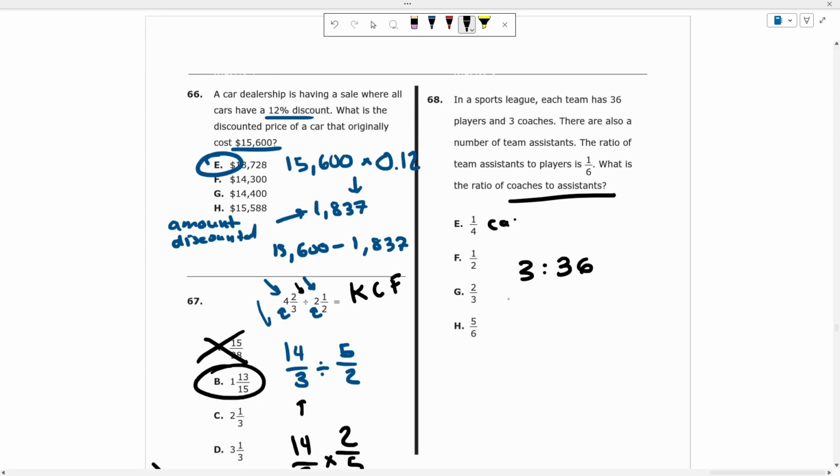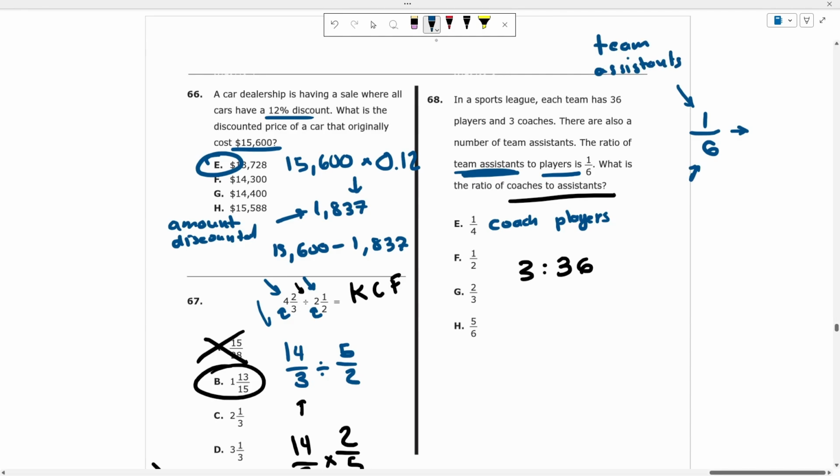All right, this is coach. I spelled that wrong. Here we have coaches. And here we have players. We also know that the ratio of team assistants to players is 1 over 6. So how do I convert 1 over 6 into a ratio? Well, the numerator is going to represent the first thing that was called, so the ratio of team assistants to players. So this 1 is going to represent team assistants.